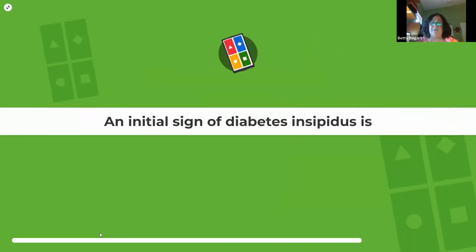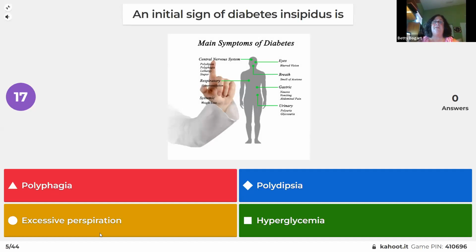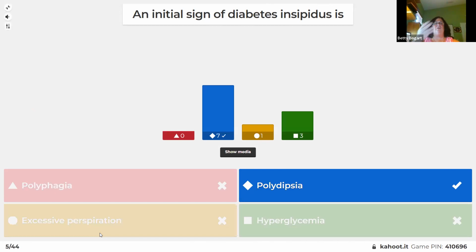An initial sign of diabetes insipidus. Well, diabetes insipidus is, again, the pituitary gland secreting the hormone, and it's absolutely opposite of SIADH. And what happens is you're thirsty, and you urinate. So it's polydipsia, polyuria. So what are you at risk for? Well, you're losing all your electrolytes with all this urinating. That's one of the big things. And then, of course, all the urinary output going out.